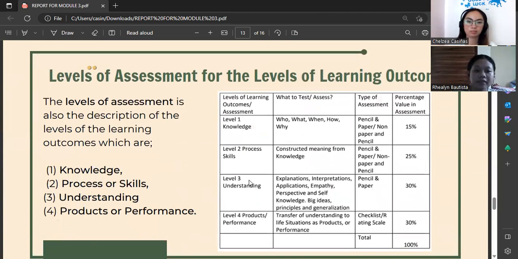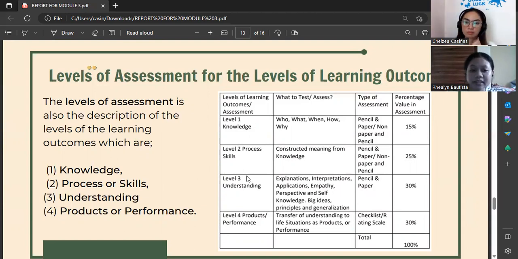Levels of assessment for levels of learning outcomes. The level of assessment is also the description of the level of the learning outcomes, which are knowledge, process or skills, understanding, and product or performance. So pag sinabi nating knowledge, nandito si factual knowledge, conceptual knowledge, and si procedural knowledge.